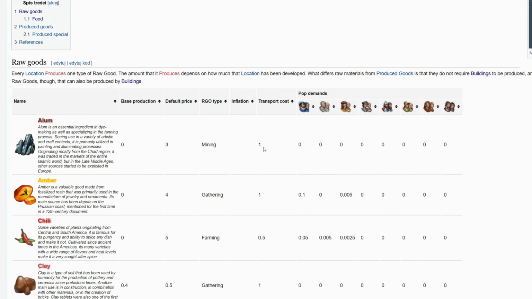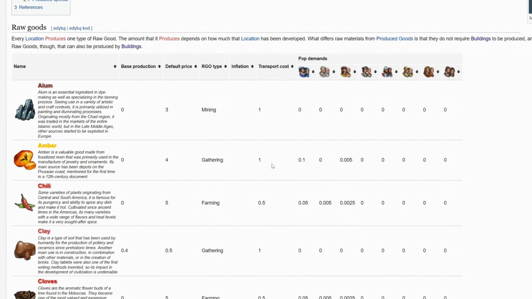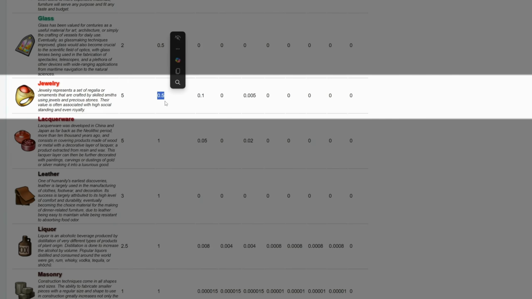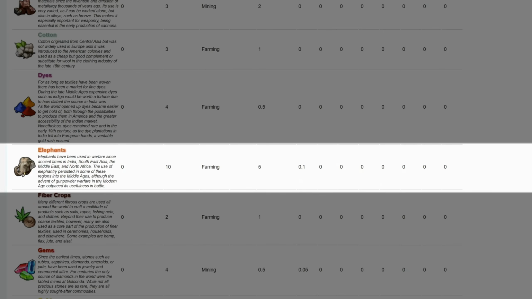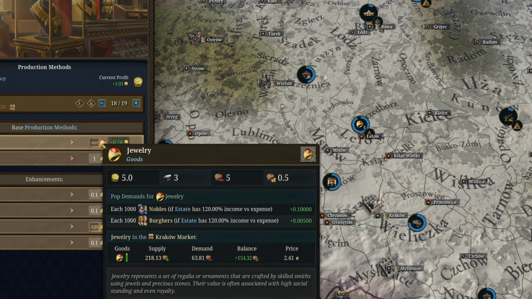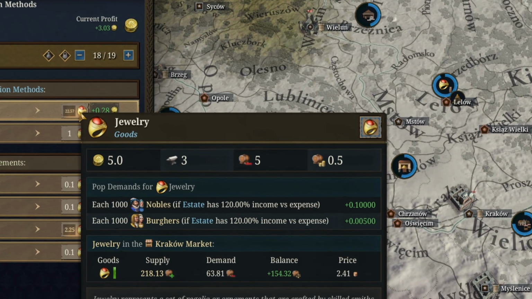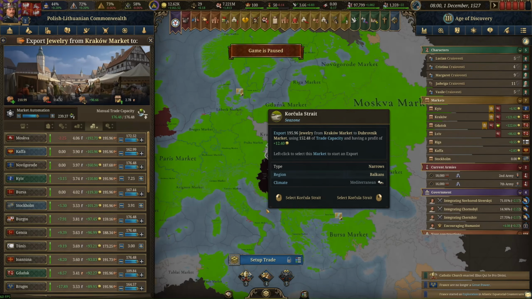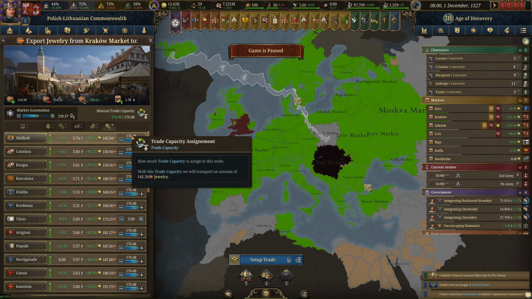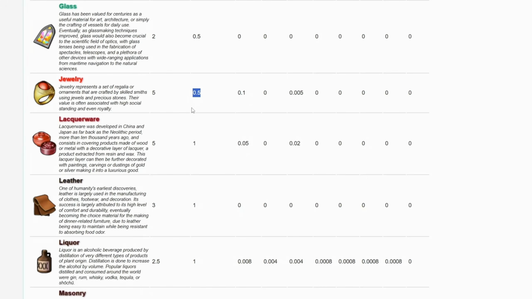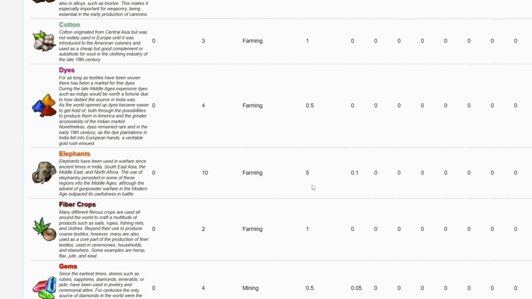Different goods require different amounts of trade capacity to transport one unit. Fortunately, jewelry only needs half a point. But there are much heavier goods, such as elephants, where transporting one unit requires as much as 5 points of trade capacity. You can also check the transport cost by hovering over any good that interests you, right here. However, this is the base value and it increases with the distance the goods must be transported. So the further you send the goods, the more trade capacity you will need to transport a single unit. This is barely noticeable for light goods like jewelry, but for something like elephants, it becomes significant.